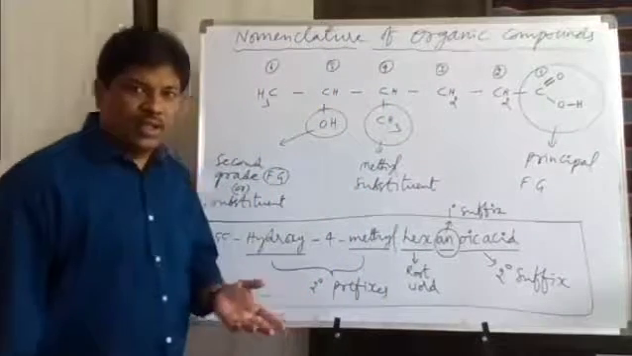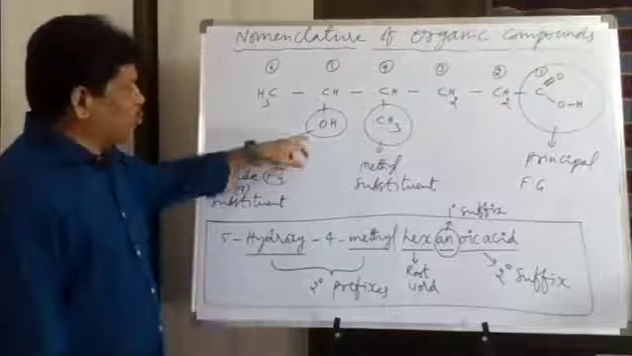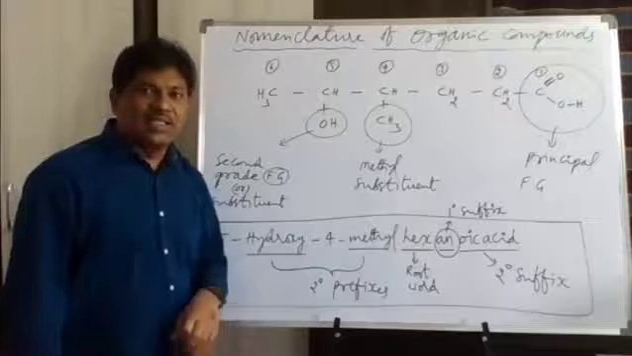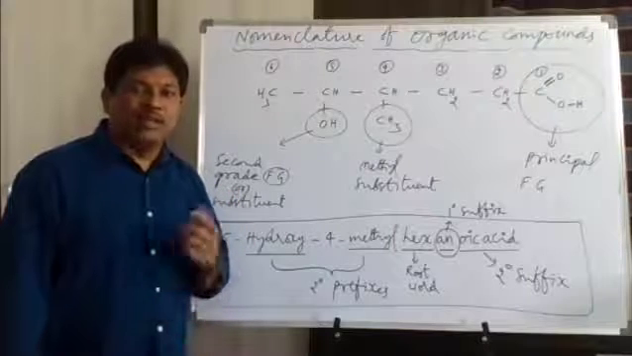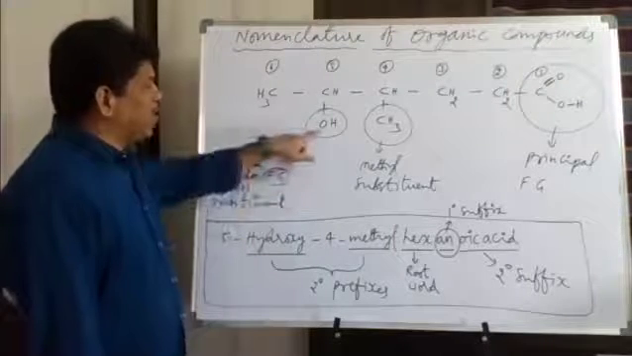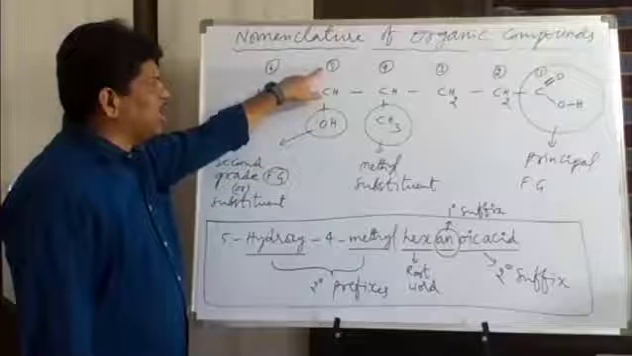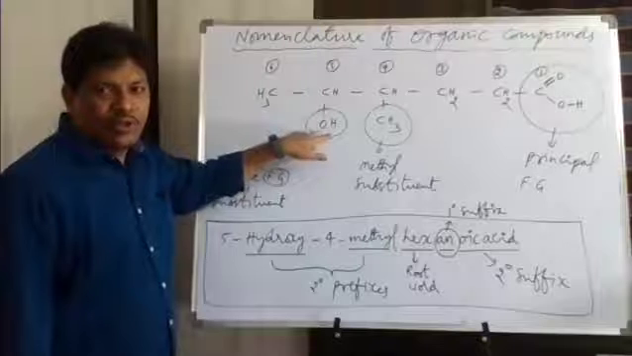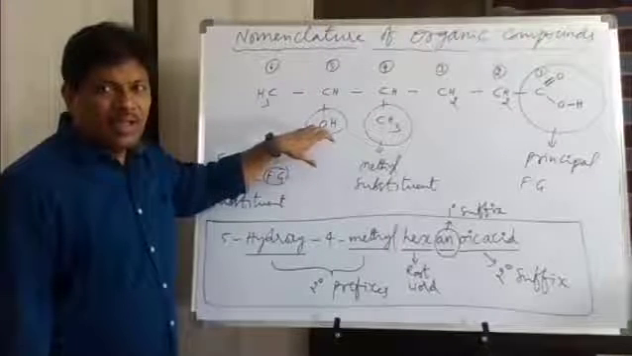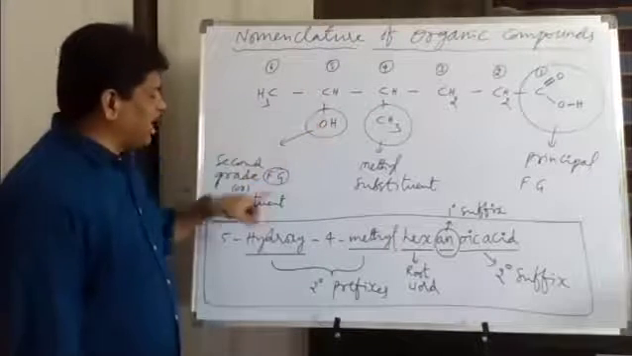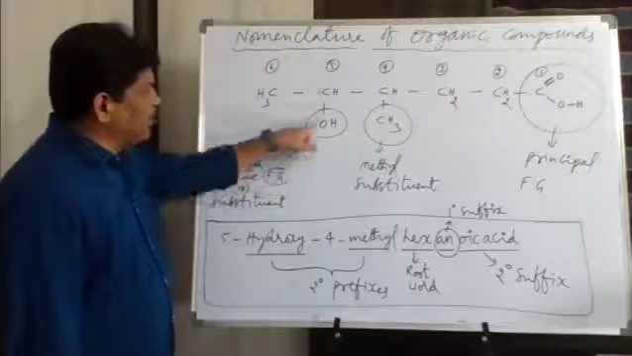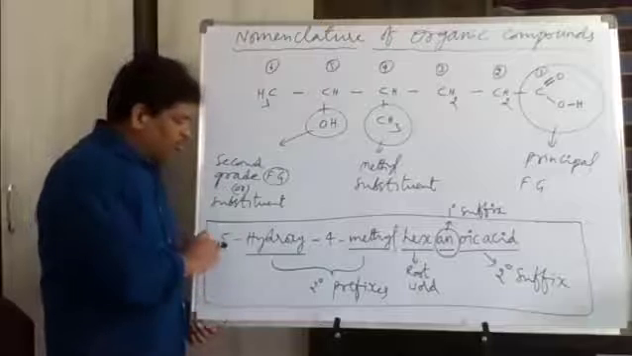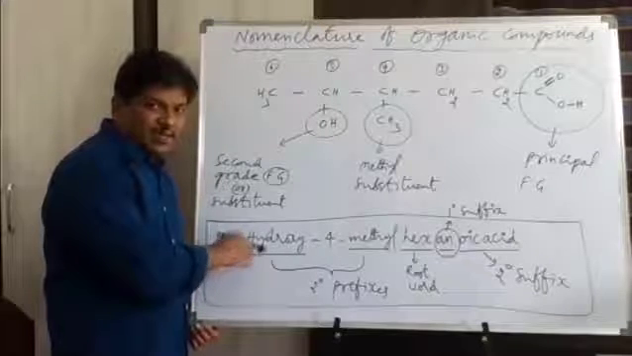These all things we are going to study, but for the time being remember that for the OH functional group, the secondary prefix name is hydroxy. The hydroxy group is present on which carbon atom of the parent chain? On the 5th carbon atom, the OH group is attached. For the OH group we use the secondary prefix name, hydroxy. So where is it located? On the 5th carbon. So it is called 5-hydroxy.